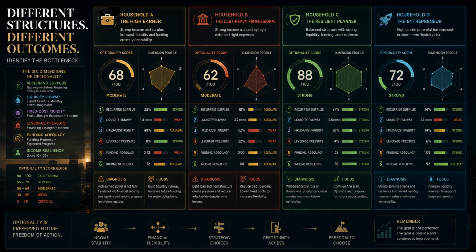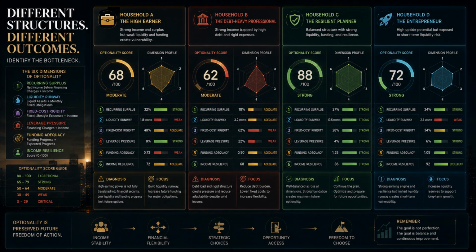For household C, we'll call them the resilient planner. Moderate income, strong liquidity, strong funding adequacy, strong income resilience, optionality score 88. The diagnosis here, not the highest earner, highest optionality. The focus is to maintain the system.